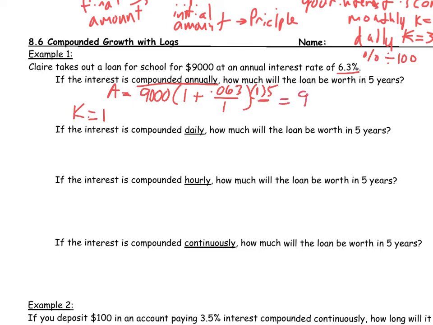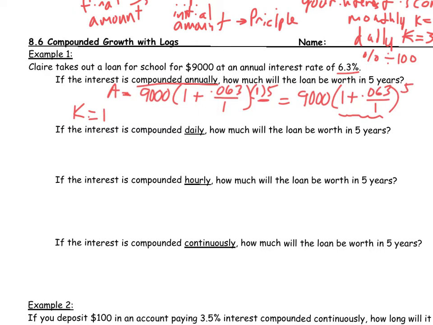So this is what I would do. I'd take the 9,000, 1 plus, and I know I could divide 0.063 by 1, but I just want to show you how you would plug it into your calculator, and you should get it right every time. You got to divide before you add in the parentheses here. So if you plug it in just like this, you don't need to use any other parentheses inside the parentheses. And then 1 times 5 is 5.